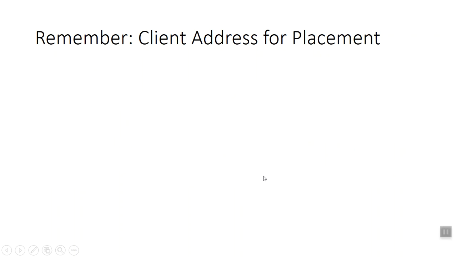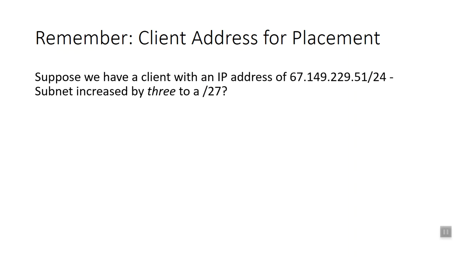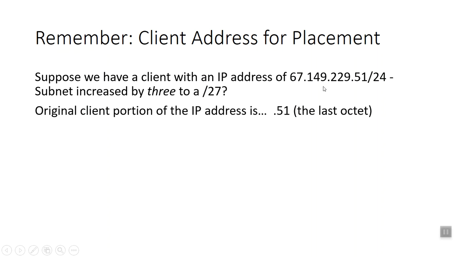So let's try 2 examples. If I give you a client IP address, can you use the templates to determine how this works? It's actually pretty easy to do. If we have a client address of 67.149.229.51 with a /24 subnet mask, and we increase the subnet by 3 to /27, the original client portion of the address is 51. The network identity comes from the first 3 octets, and the client address comes from the last octet. So we need to remember that 51 is the client address. That's important. You'll see in a minute.